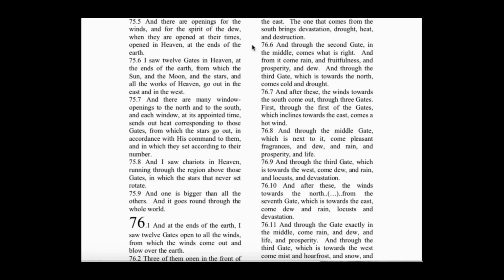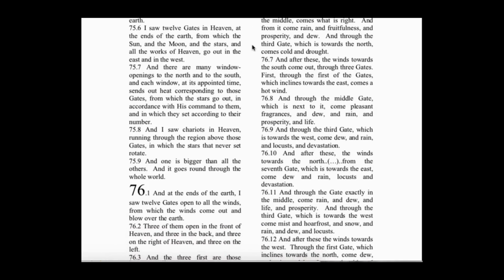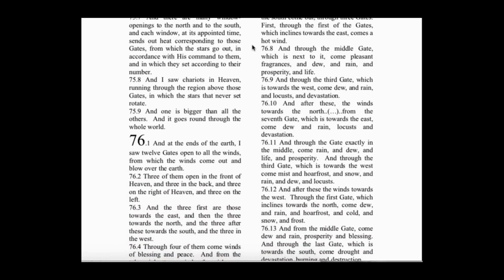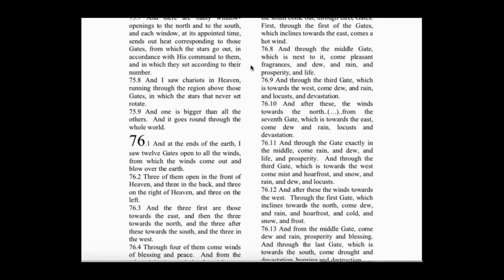And after this, the winds towards the south come out through three gates. First, through the first of the gates which inclines towards the east comes a hot wind, and through the middle gate, which is next to it, come pleasant fragrances and dew and rain and prosperity and life. And through the third gate, which is towards the west, come dew and rain and locusts and devastation.